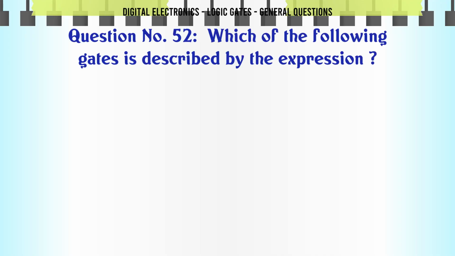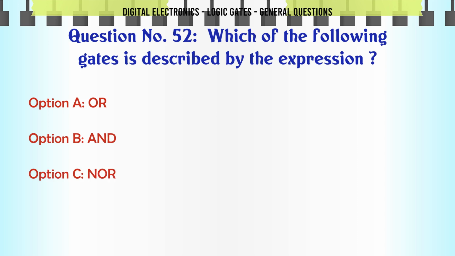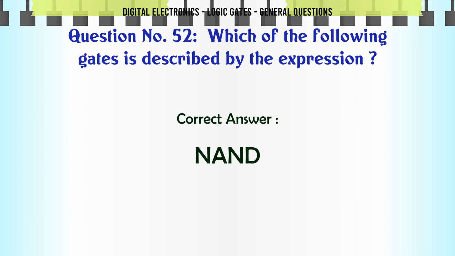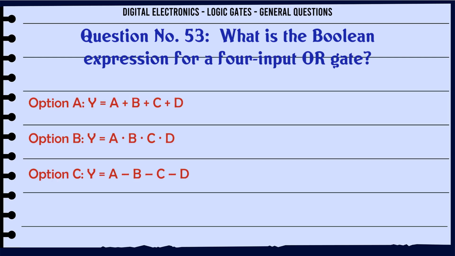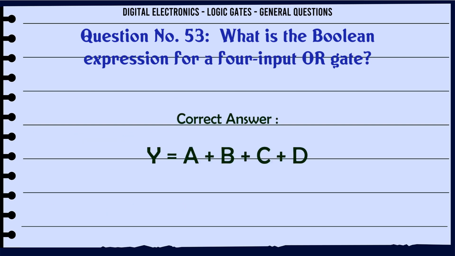Which of the following gates is described by the expression A. OR. B. AND. C. NOR. D. NAND. The correct answer is NAND. What is the Boolean expression for a 4-input OR gate? A. Y = A + B + C + D. B. Y = A + B + C + D. C. Y = A + B + C + D. D. Y = A + B + C + D. The correct answer is Y = A + B + C + D.